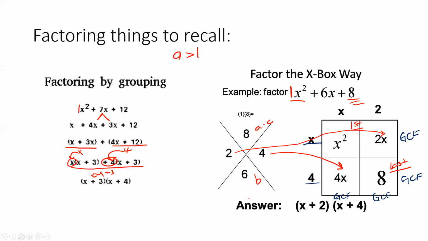Okay, your outside are your factors. So on the outside, I have x plus 2, binomial factor number 1, and I have x plus 4, binomial factor number 2, and there is my factor. All right, so hopefully this sounded familiar and not brand new.